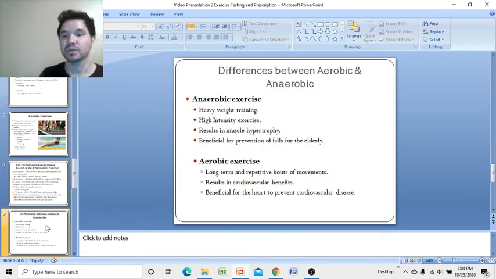The differences between aerobic and anaerobic exercise. Anaerobic exercise is heavyweight training, high intensity exercise, results in muscle hypertrophy, and is beneficial for the elderly to prevent the risk of falls. Aerobic exercise is long-term repetitive bouts of movements, results in cardiovascular benefits, and is beneficial for the heart to prevent cardiovascular disease.